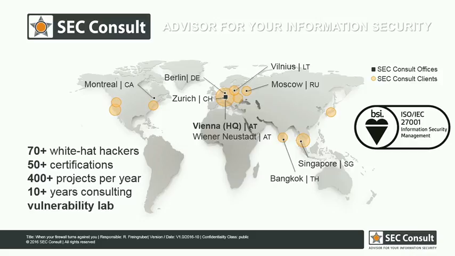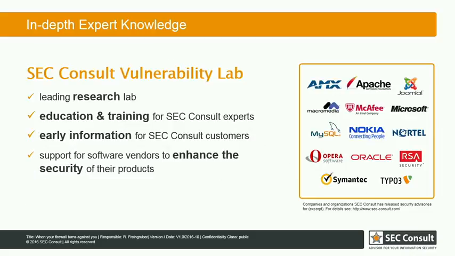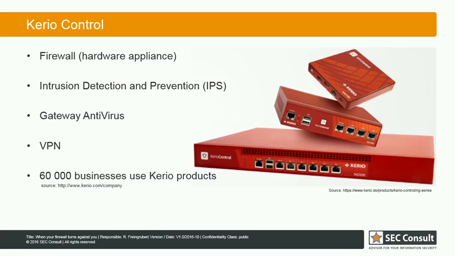And we also have a vulnerability lab where we frequently search for new vulnerabilities in software, and exactly inside this vulnerability lab we had a look at Carrier Control, which is a firewall where we found several vulnerabilities, and in this talk I want to show you these vulnerabilities. So this Carrier Control are these firewalls here. It's a firewall with the capabilities of routers, IPS system, VPN gateway, antivirus, and so on. And it is used by about 60,000 companies worldwide.